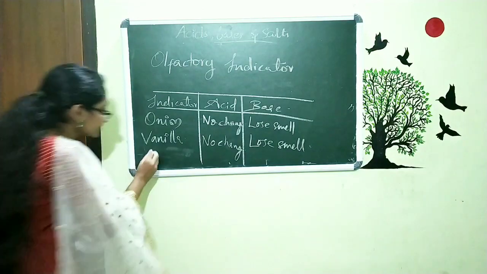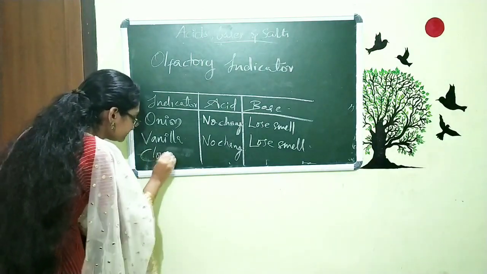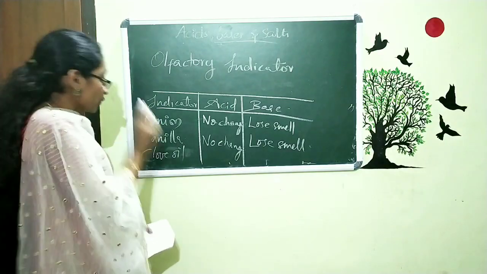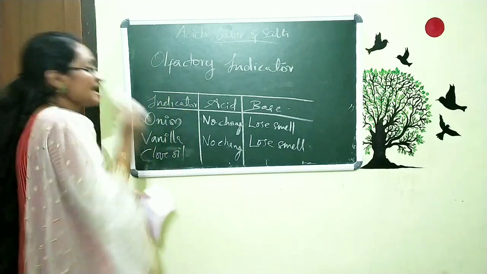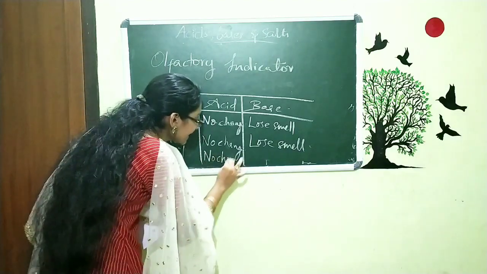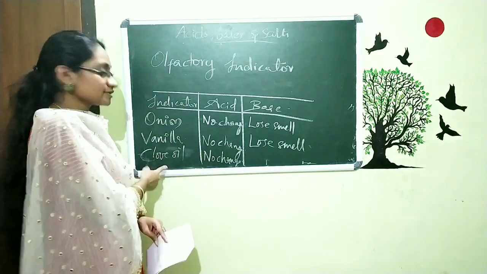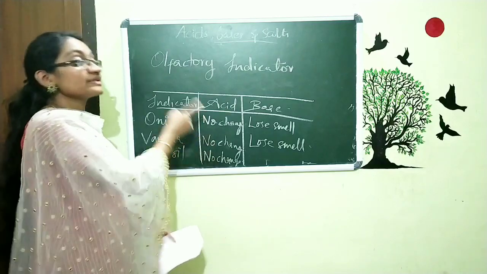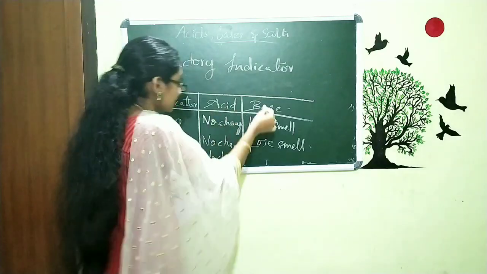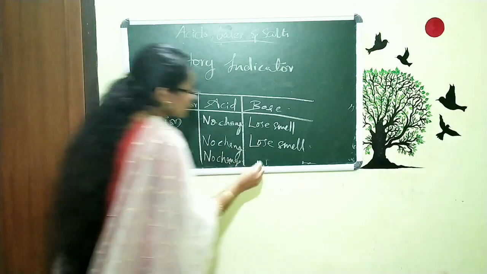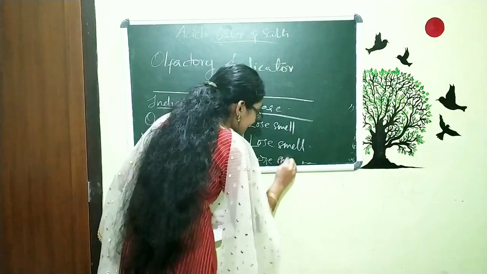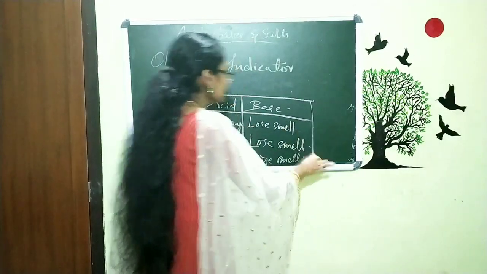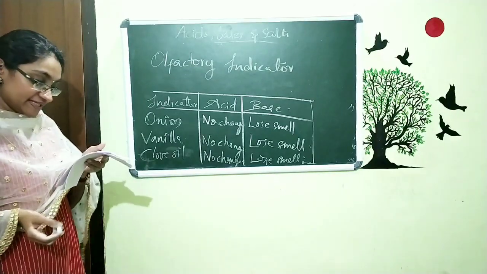Now we are discussing clove oil. Here also the result is the same. When clove oil reacts with acid, no change occurs to the smell. Clove oil also has a particular smell. That smell remains the same with the acid, and when we interact the base with the clove oil, it loses the smell. So this is the result for the indicators and their interaction with acid and base.